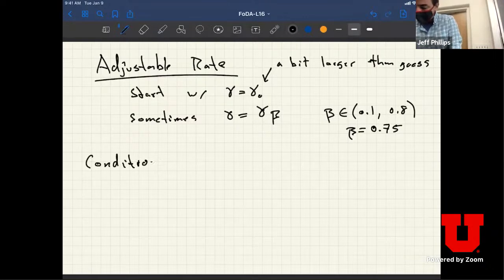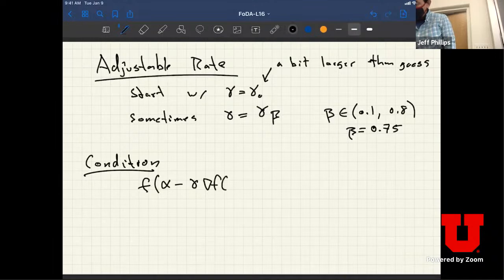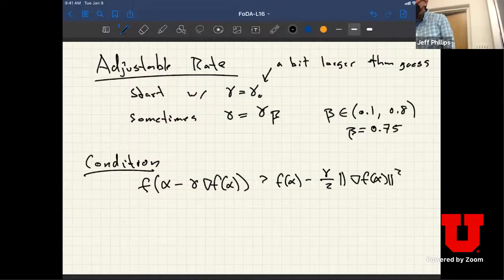Okay, and so the condition under which I shrink my gamma is going to be as follows. It's if f of alpha minus gamma times the gradient at f of alpha is greater than f of alpha minus gamma over 2 times the square of the norm of the gradient. Okay.